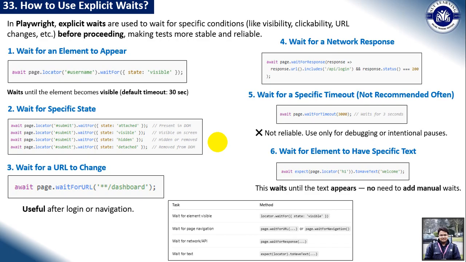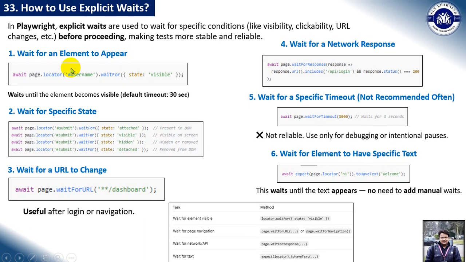Okay, but suppose you want to be more precise and add those conditions, what you can do is apply different syntax, like wait for the element to appear. That means page.locator with the id of username, .waitFor state visible, means the state of the element becomes visible, then perform the next action. Okay, wait until the element becomes visible. The default timeout for Playwright is 30 seconds. Then again we have different states, like attached, present in the DOM, then visible on the screen, hidden or removed, detached means removed from the DOM.